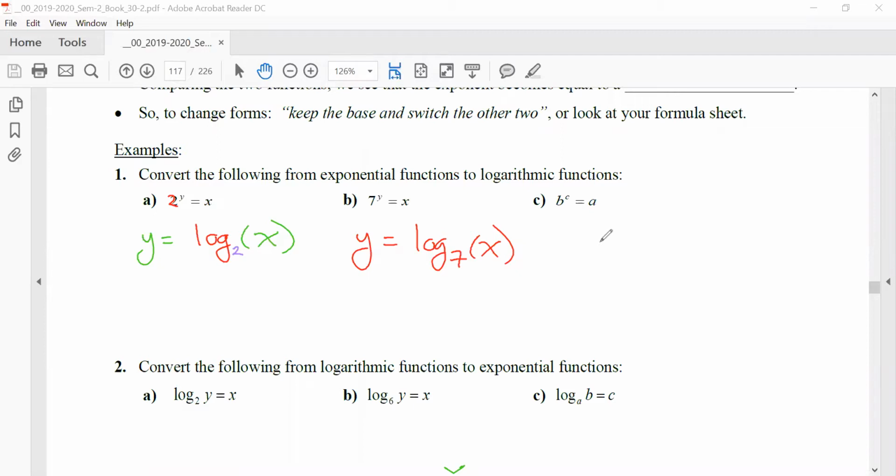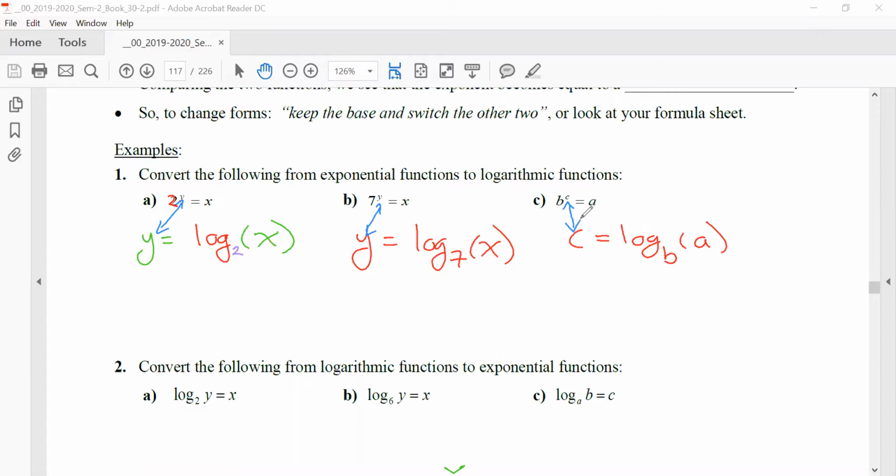Okay, next one. Base stays the same. So log base b, the other two parts switch. So I'm solving for the unknown exponent. Boom, there it is. Okay, so again, every time what I want you really noticing when we're switching to a logarithm is that unknown exponent is now being isolated. We're able to find out whatever that number is. Okay, that's the whole key.